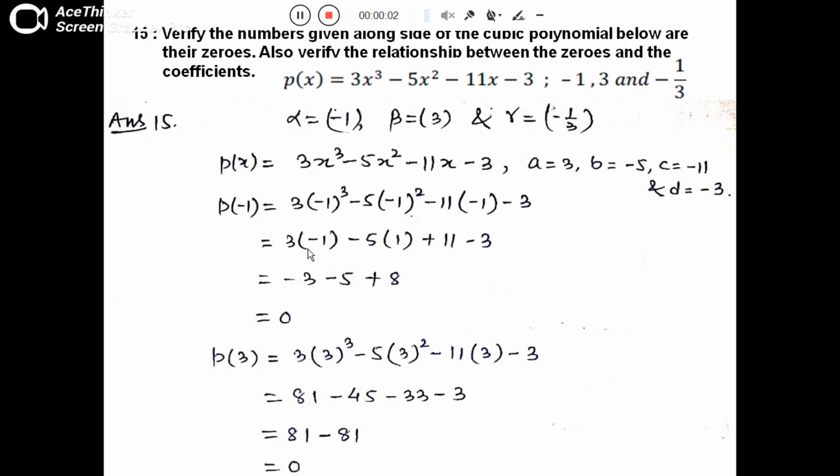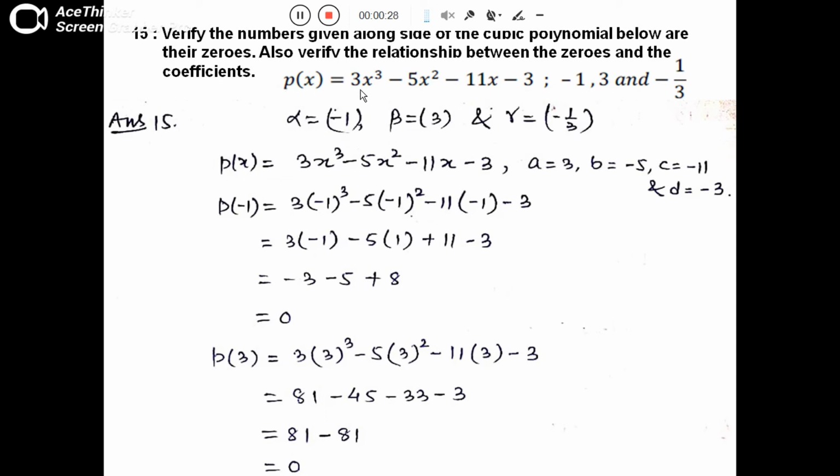Next, 3 into minus 1 equals minus 3, minus 5 into 1 equals minus 5, and 11 minus 3 is equal to plus 8. So minus 3 minus 5 is minus 8, and plus 8 equals 0. This p of minus 1 equals 0 shows that minus 1 is a zero of this polynomial.